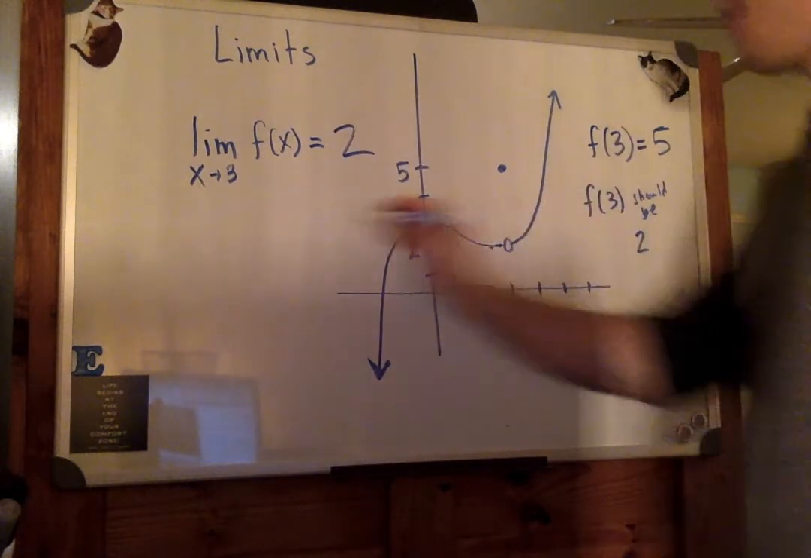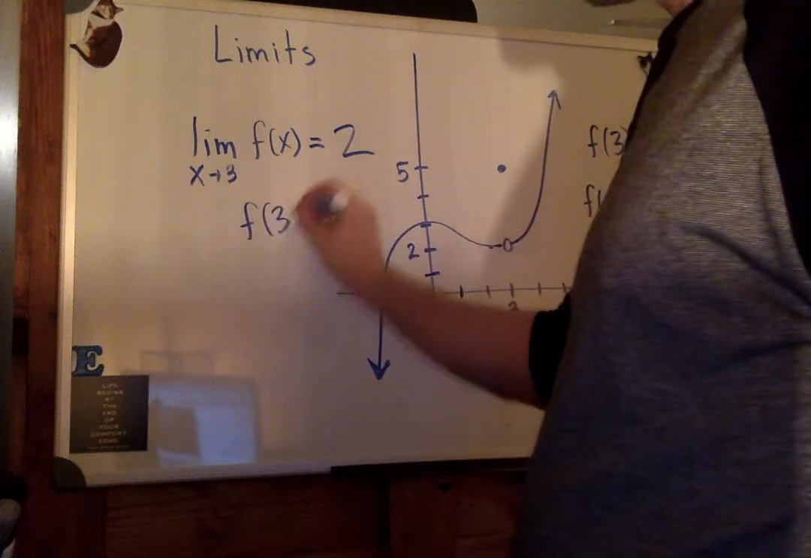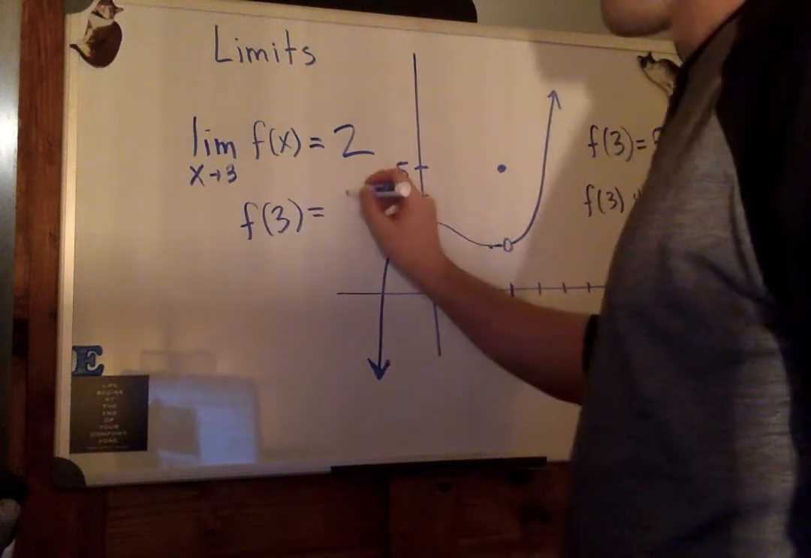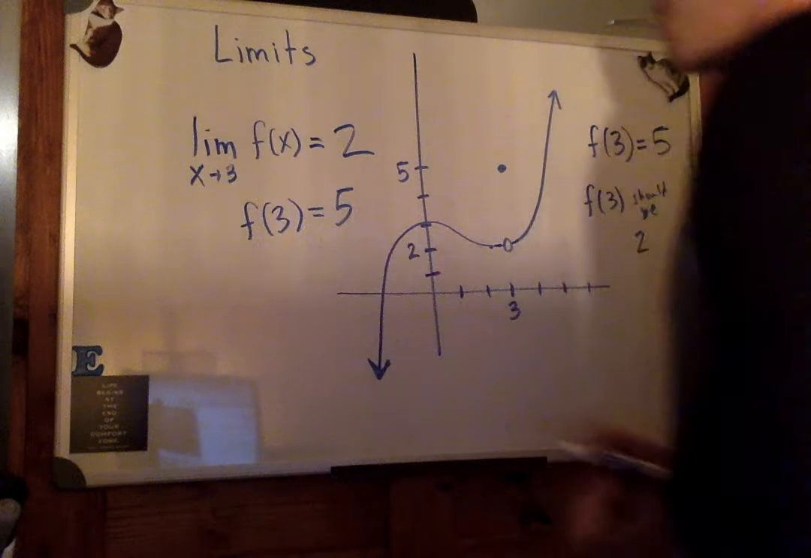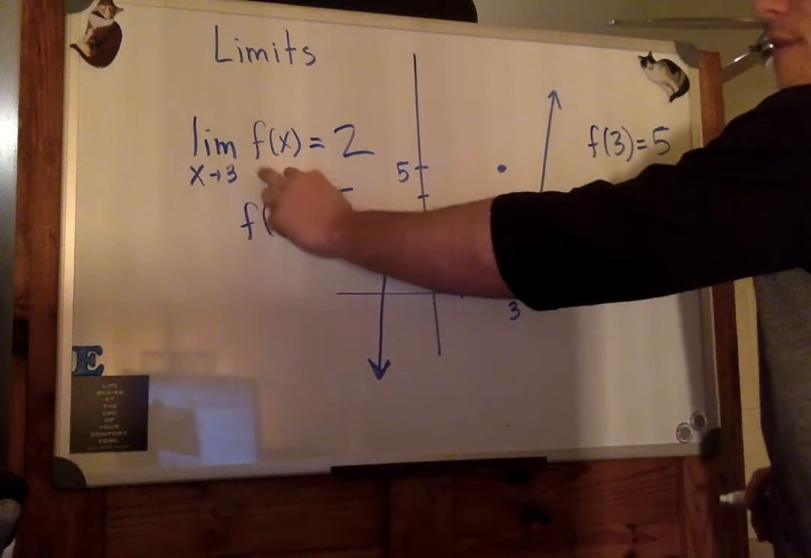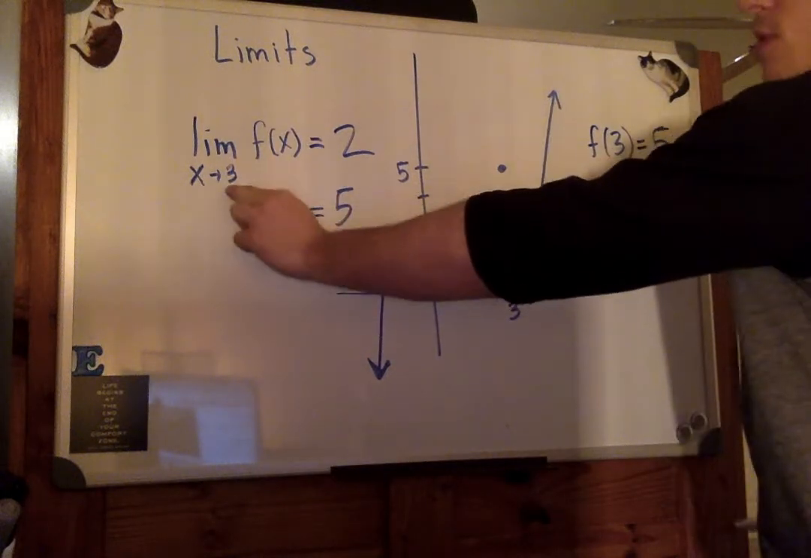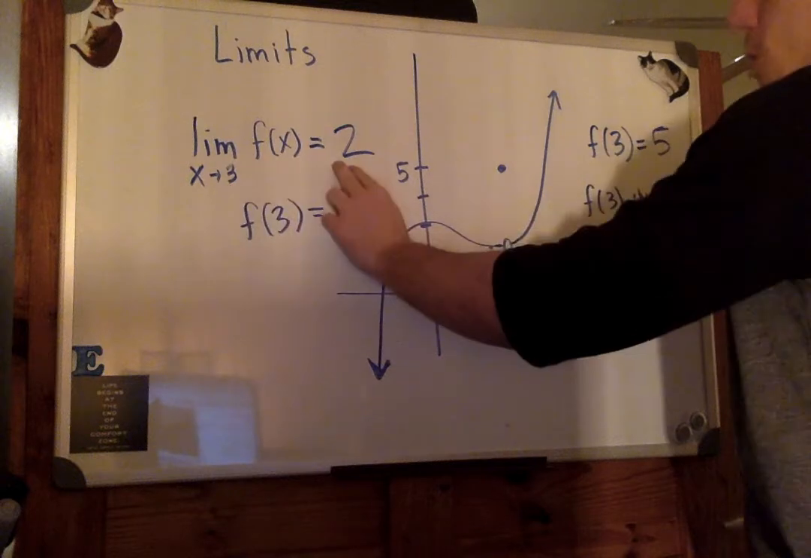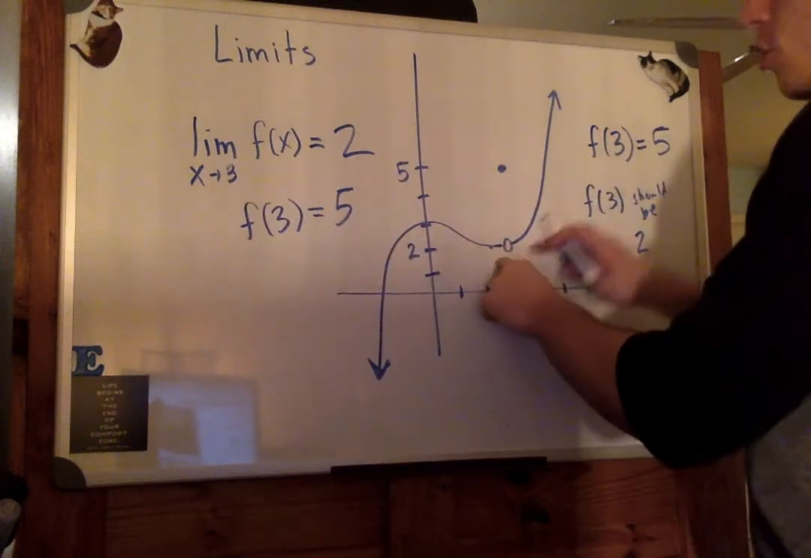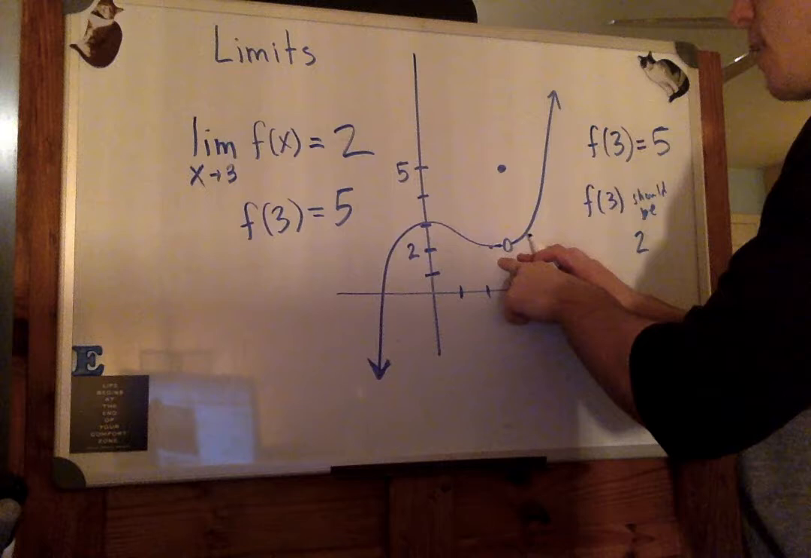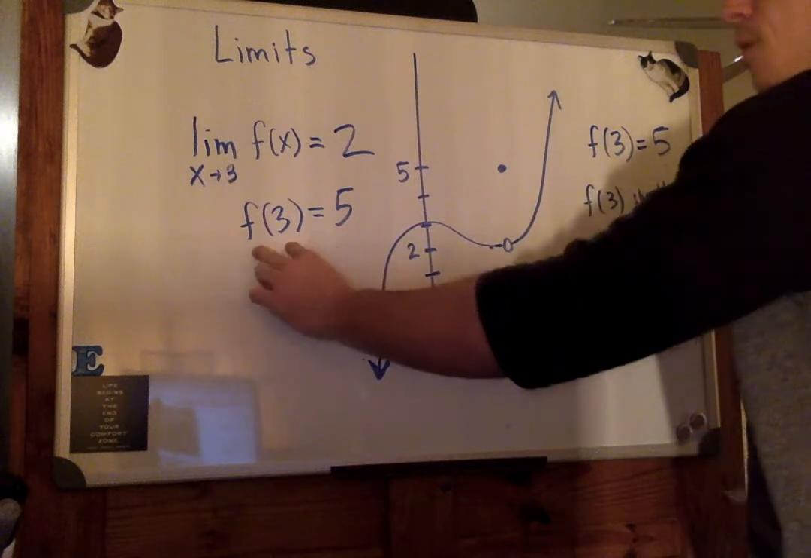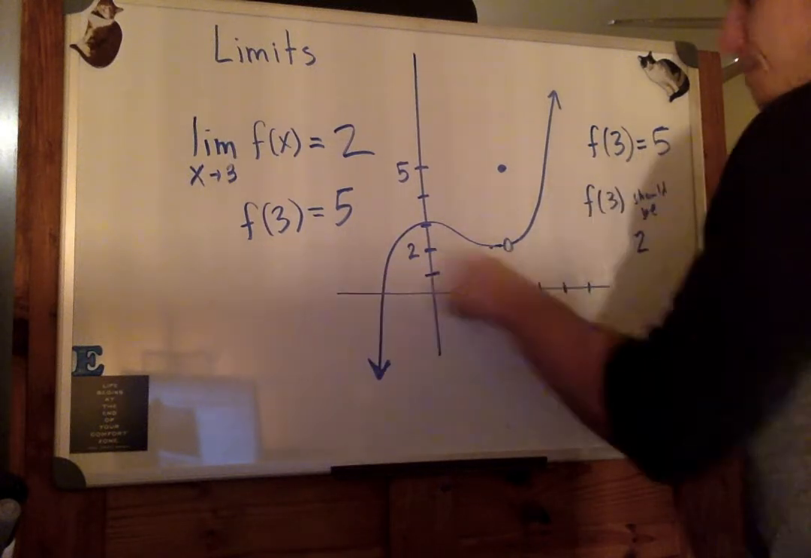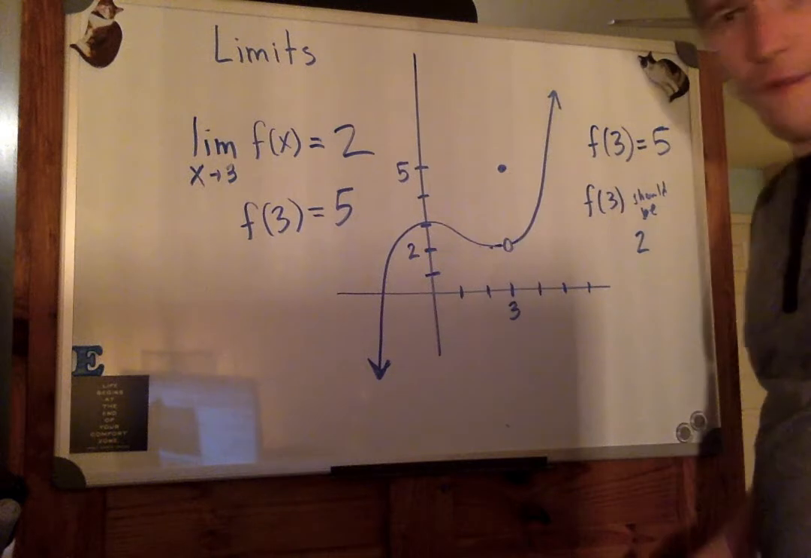And that is different from the actual value of f of 3, because if you look at the graph, the actual value is 5. So the limit of f of x as x approaches 3 is 2. That allows us to describe what should be happening based on the surrounding data. But the actual function value, f of 3, is, based on this graph, 5.